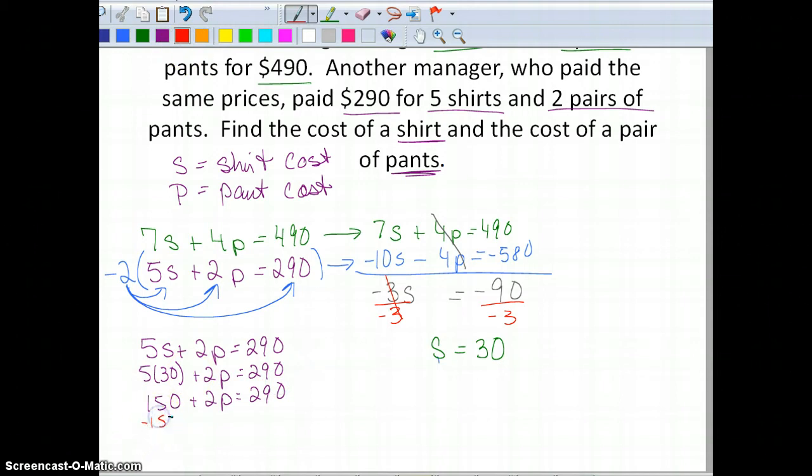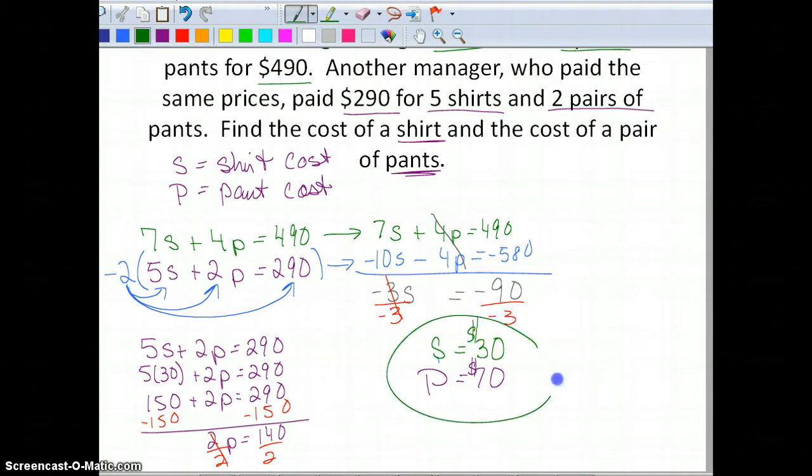Subtract 150 from both sides. So I have 2P is equal to 140. Divide both sides by 2. And 140 divided by 2 is going to give me 70. So a pair of pants costs $70. So a shirt costs $30 and a pair of pants costs $70.